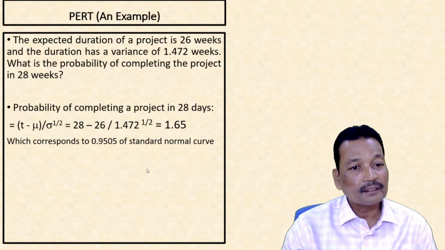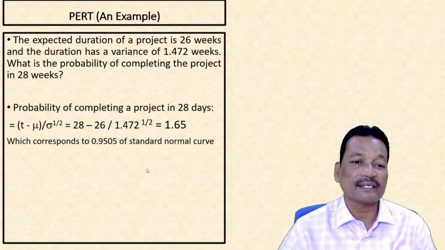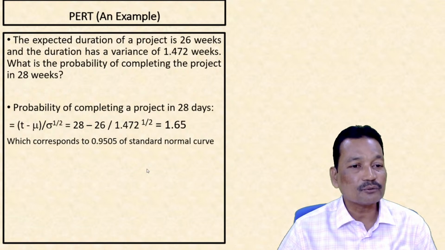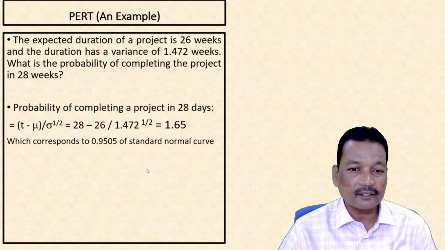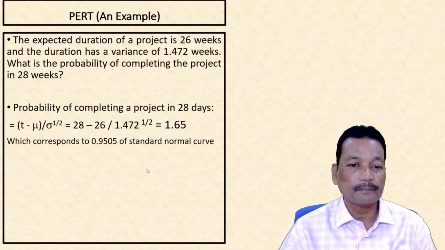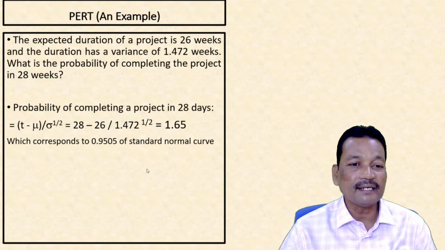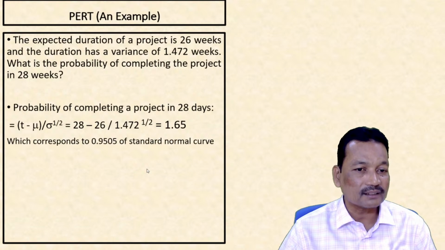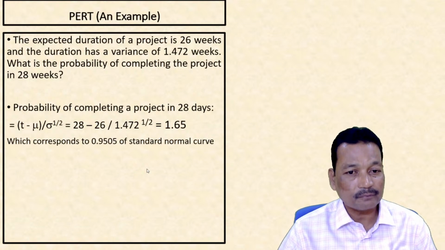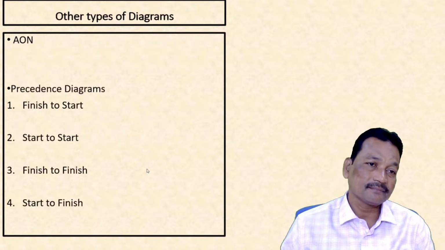Here it is given: what is the chance, or probability, that I can complete the project in 28 days? So I use the formula for calculation of probability, and using the standard normal curve, corresponding to a z value of 1.65, I find the probability is 0.9505, or in other words, there is a 95% probability of completing the project in 28 days.